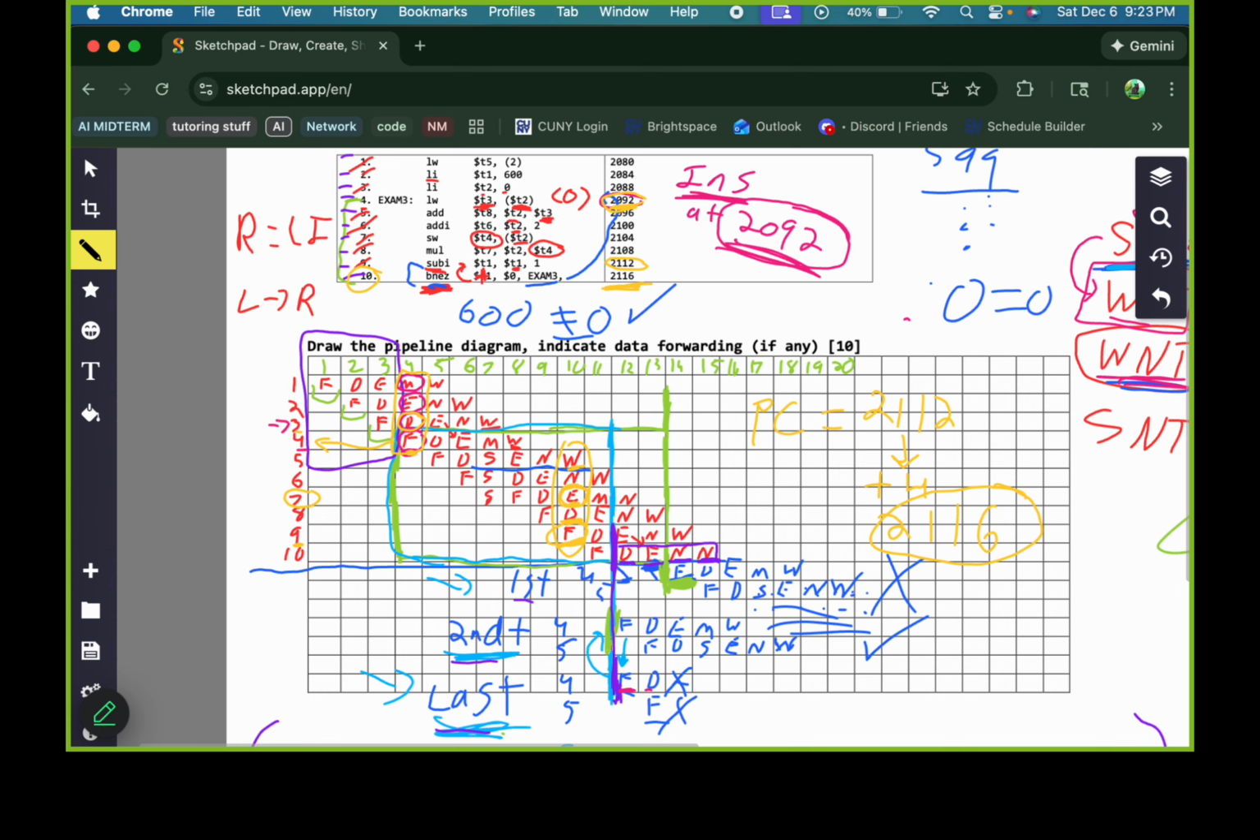And that's why you want to use your pipeline diagram to help you out, because now I can clearly see, oh, okay, let's say they asked for some arbitrary instruction. Let's say I was asked instruction 6, decode, right? What else is happening here? A fetch, a decode, an exec, and a write back.